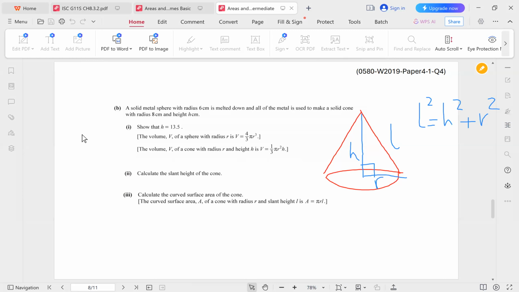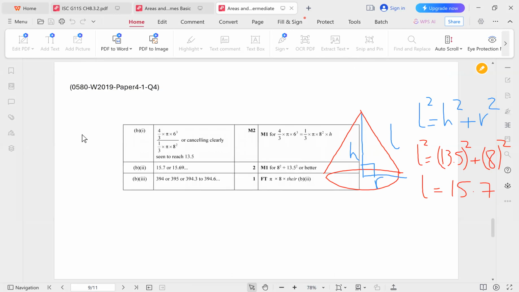We want to find L, so L squared equals h squared, which is 13.5 squared, plus r squared, which is 8 squared. So 13.5 squared plus 8 squared gives us 985 over 4. And then we take the square root of the answer, and we get 15.69. So L equals 15.7 approximately. Let's check the answer. 15.7 is correct.